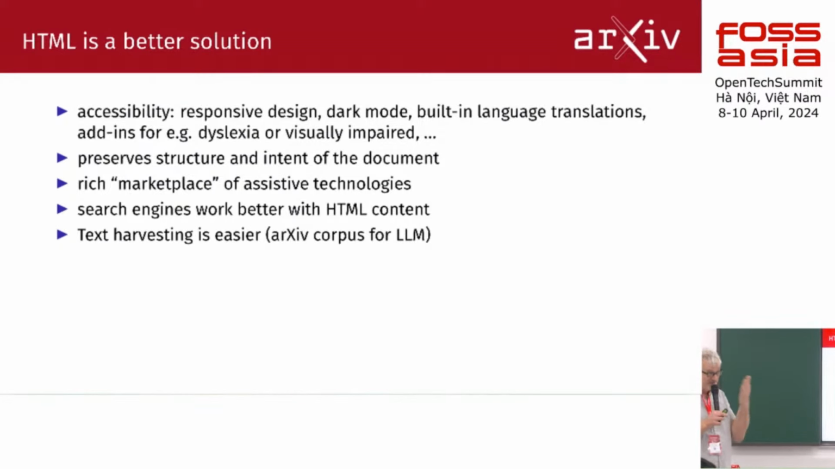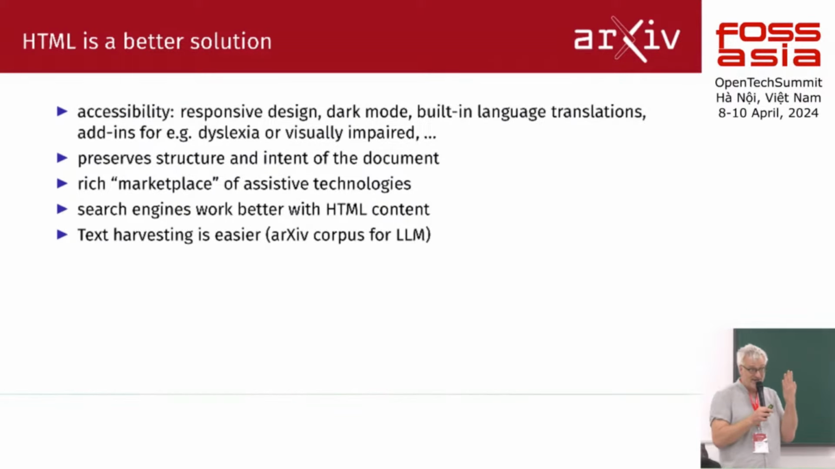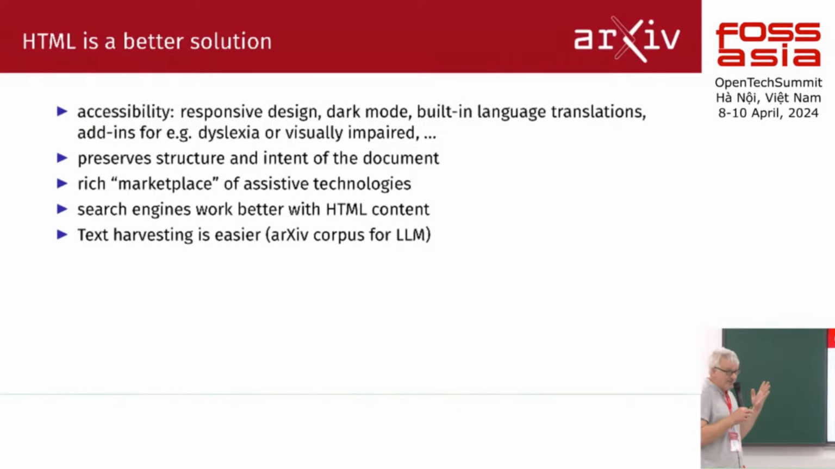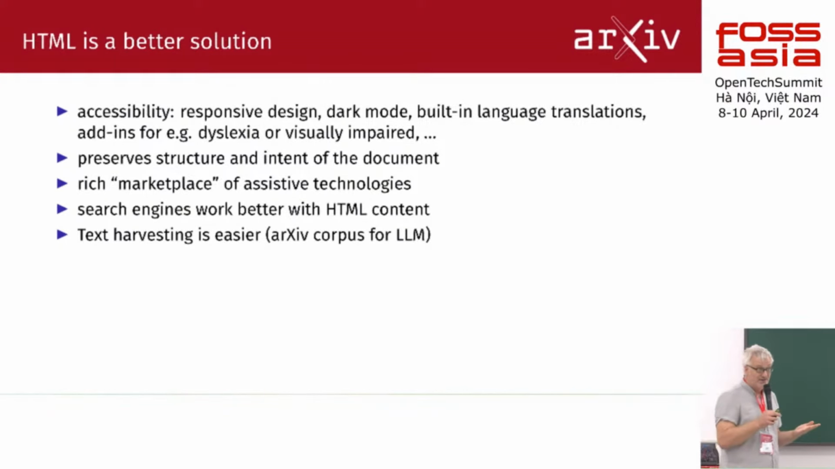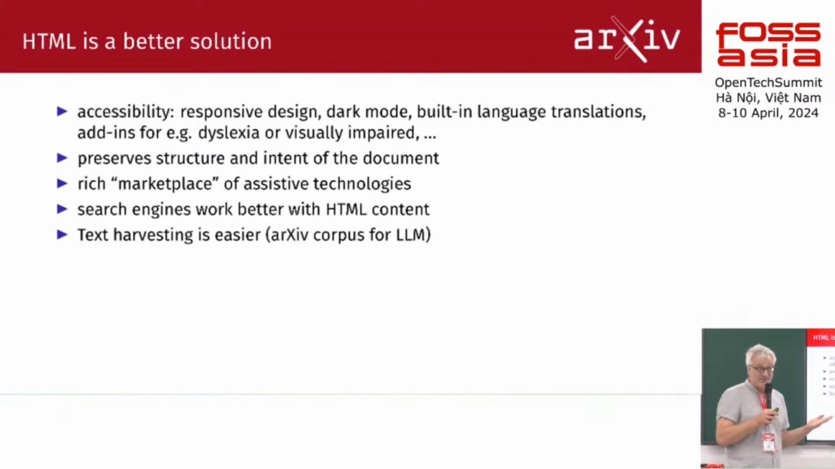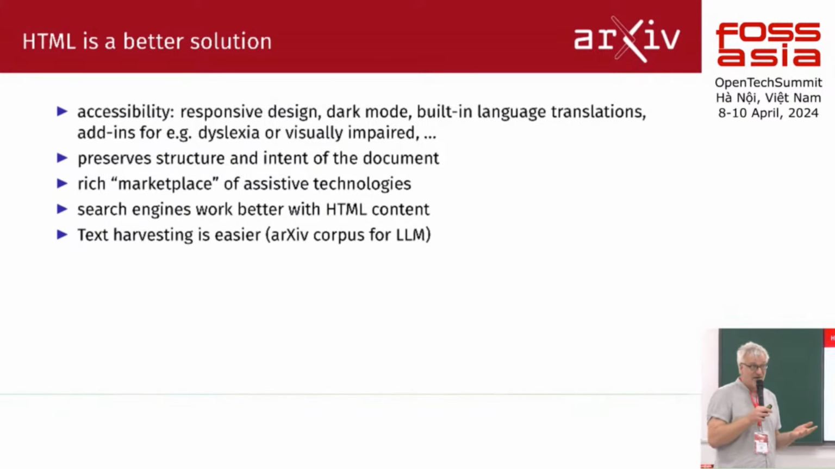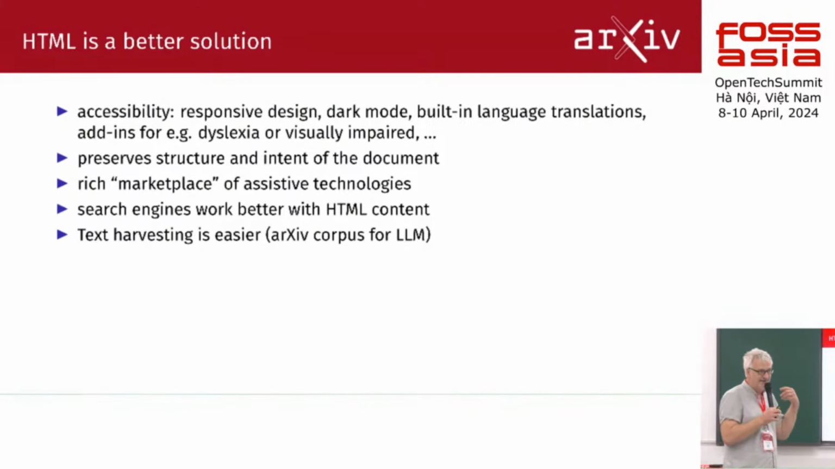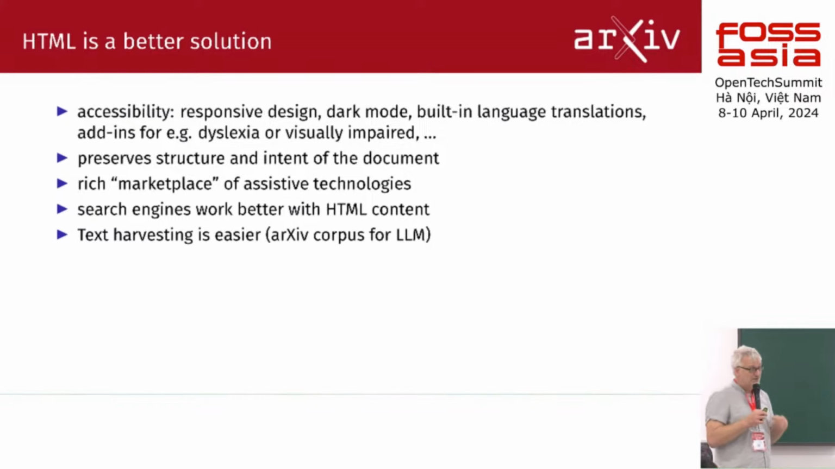People who are very sensitive to white colors would like to have a dark mode because otherwise they cannot read it. Not really related to this, built-in translations. Now most browsers provide built-in translations for HTML. This is also a kind of accessibility. If you are not fluent in English, you might enjoy getting at least a bit of support of automatic translation. There are a lot of add-ons for dyslexia.